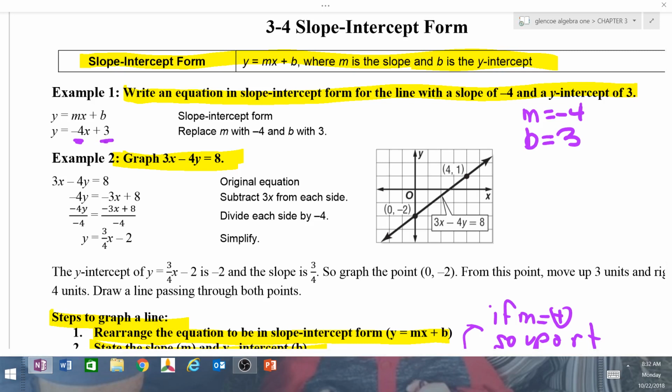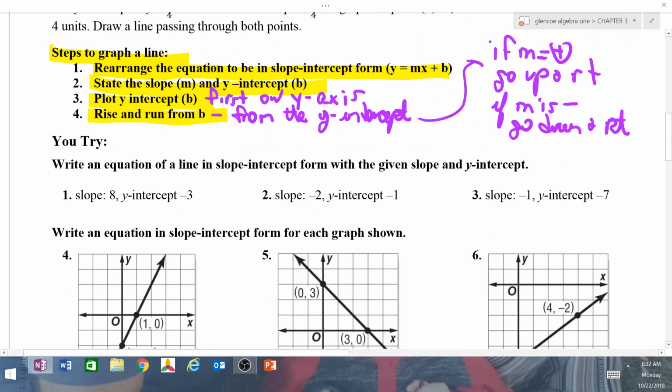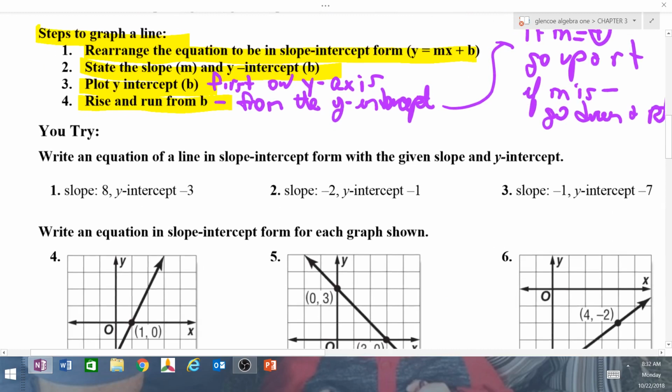Okay, so let's give you guys one to do. Let's go ahead and look right here on the same page in your notes. Let's write an equation where the slope is 8 and the y-intercept is -3. And when you have it, just raise your hand. The slope is 8, the y-intercept is -3. Remember, it's called plug it in. Plugging in 8 for m, plugging in -3 for b.